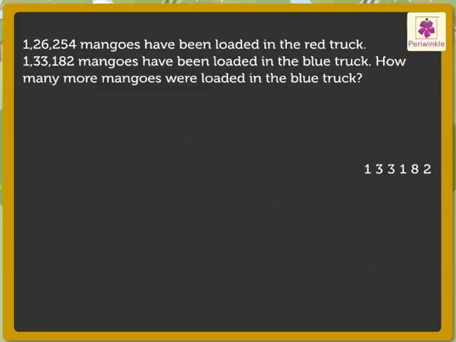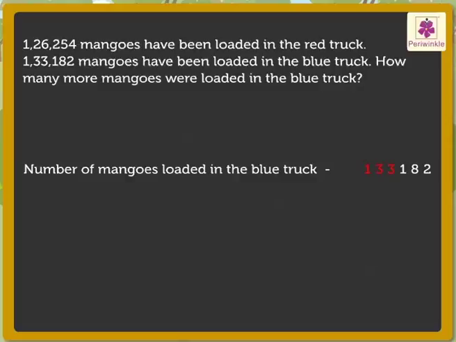1,33,182 are the number of mangoes loaded in the blue truck. So we write the statement as number of mangoes loaded in the blue truck, 1,33,182.